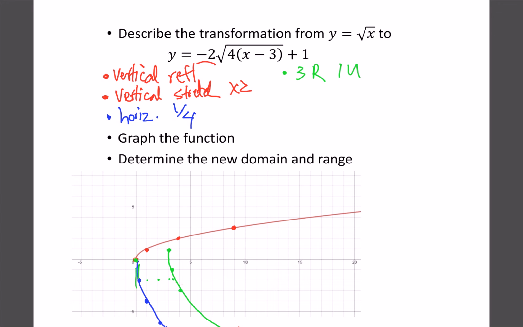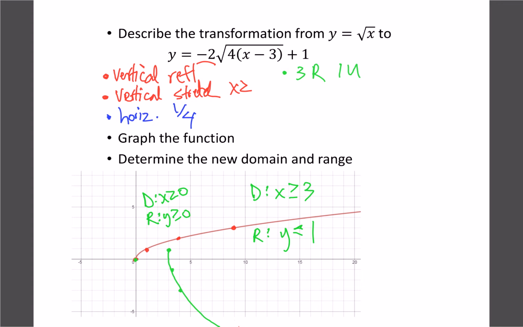And if we needed to, just like we did before, we could then figure out our domain and range. So on our original graphs, our domain was x is greater than 0 and y is greater than 0 for the range. So now we can see that actually changed. Our domain now is x is greater than 3, and our range, we're starting at +1 and going downwards, so now our y is less than or equal to 1.